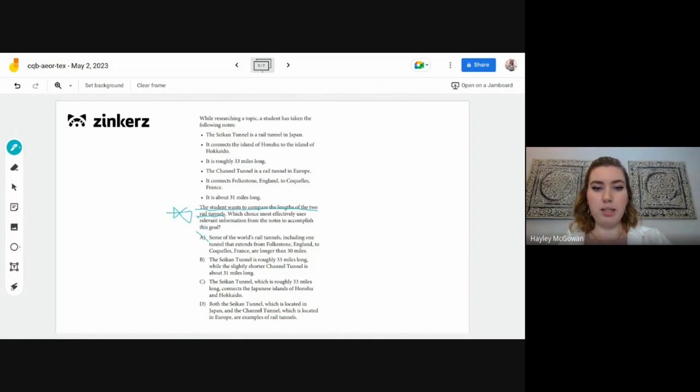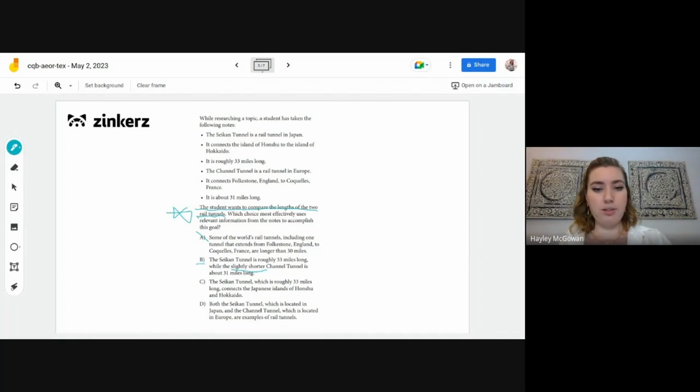Then we have B, the Seikan Tunnel is roughly 33 miles long, while the slightly shorter Channel Tunnel is about 31 miles long. This seems to hit it pretty on the nose, right? We have 33 miles, 31 miles, that's accurate to the bullets, and we're talking about both, and we're comparing with the phrase slightly shorter. So B definitely seems like a good option, but let's just double check with our other two choices.